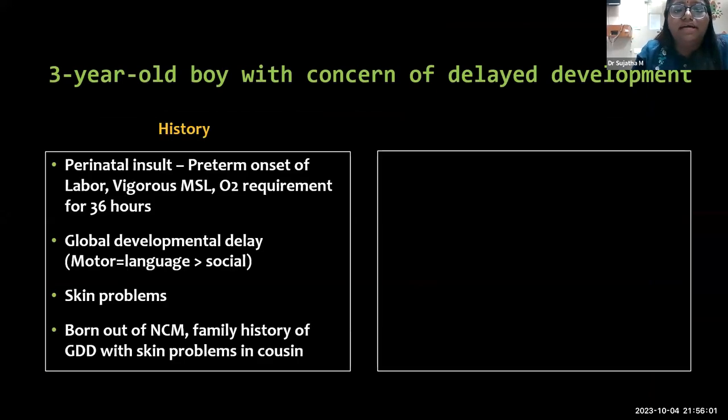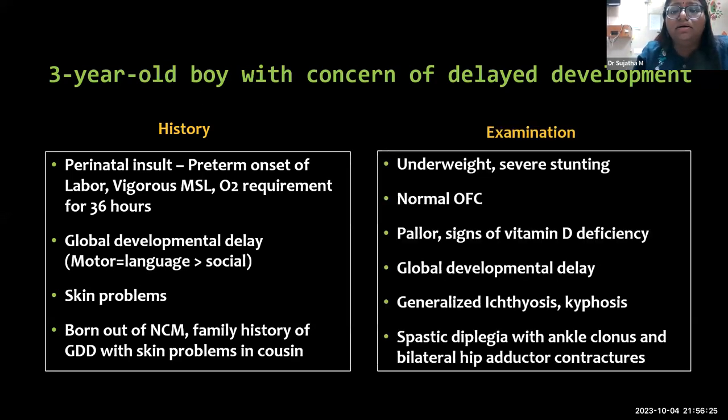And we have, at the end of the history and examination, a three-year-old boy who presented with the concern of delayed development, and history revealing a perinatal insult in the form of preterm onset of labor with vigorous meconium-stained liquor and an oxygen requirement for the initial 36 hours. There is a global developmental delay, some skin problems, born out of a non-consanguineous marriage, with family history of global developmental delay with skin problems in a person. Examination revealed underweight, severe stunting, normal OFC, pallor, signs of vitamin D deficiency, global developmental delay, generalized ichthyosis with flexural accentuation, and kyphosis, associated with pruritus, and a spastic diplegia with ankle clonus and bilateral hip and adductor contractures.